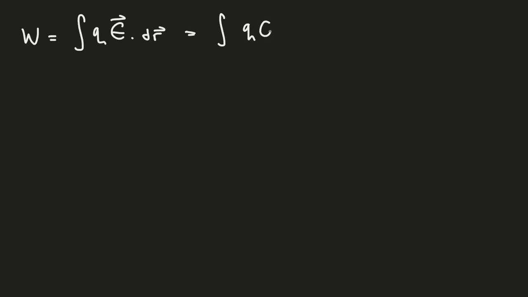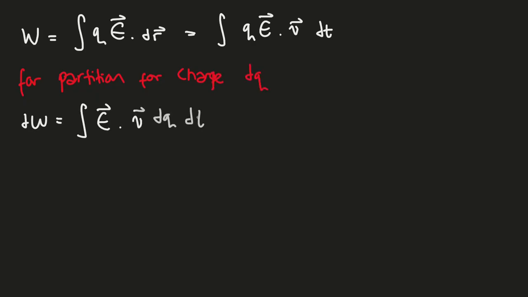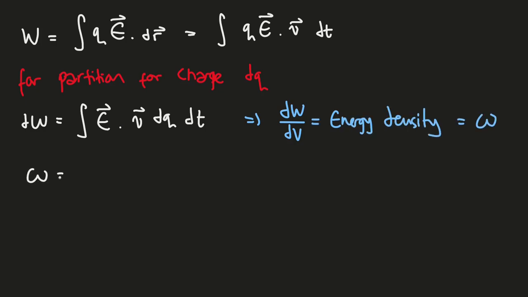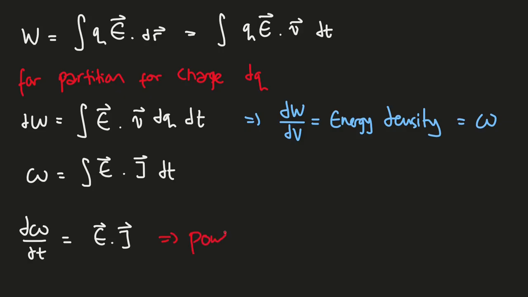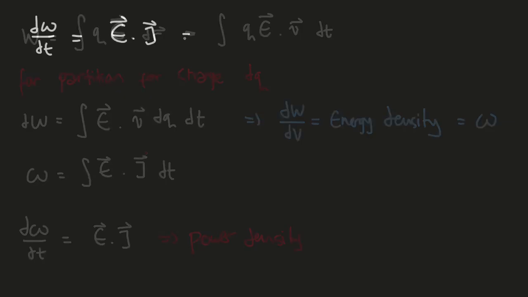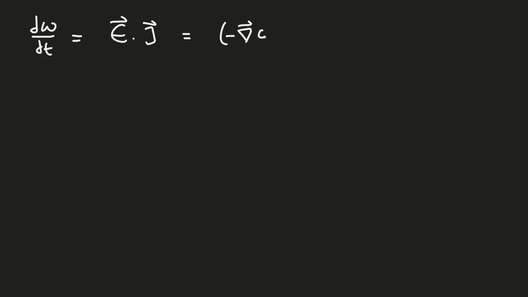Here, we can substitute the variable of integration as velocity like this. So for partition dq, the partition of W is this equation, which here, if we take the energy density, let's say omega, then omega will equal this. And by taking the first derivative of omega with respect to t, it will equal this, and this is related to power density. And here, because of the electric current density, the definition of E will become this.